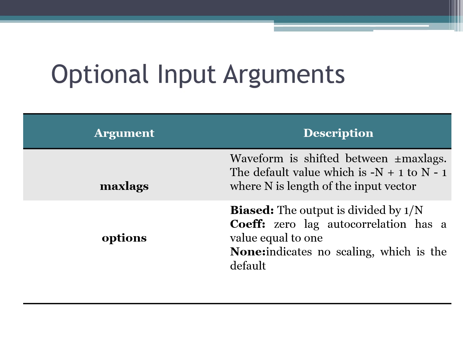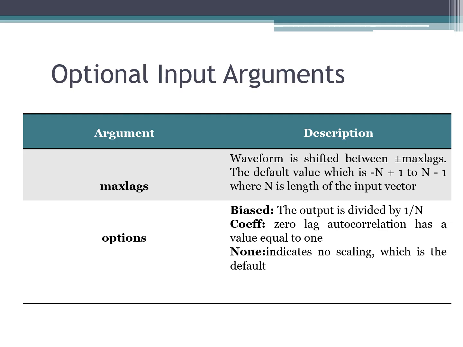If you specify maxlag as an input argument to the Xcorr function, then the waveform will be shifted between plus and minus maxlag. If you do not specify any maxlag value, then the default value will be -n+1 to n-1. Here n represents the length of the input vector.